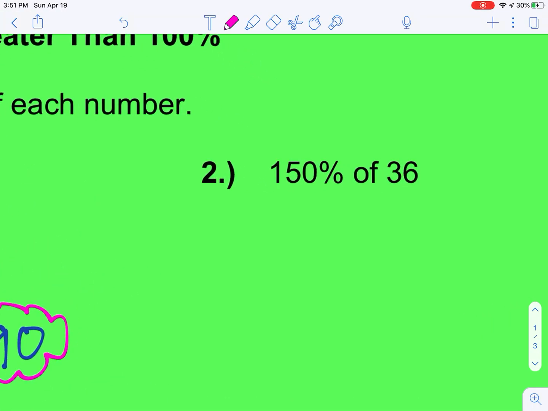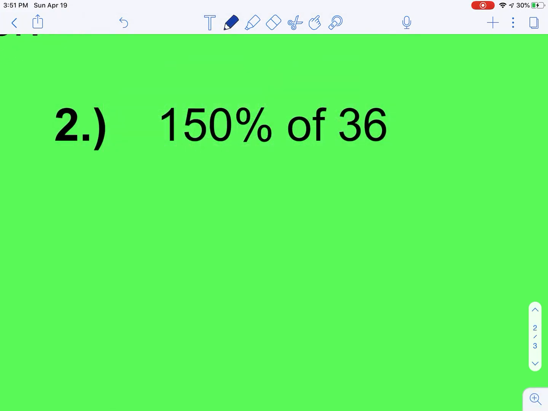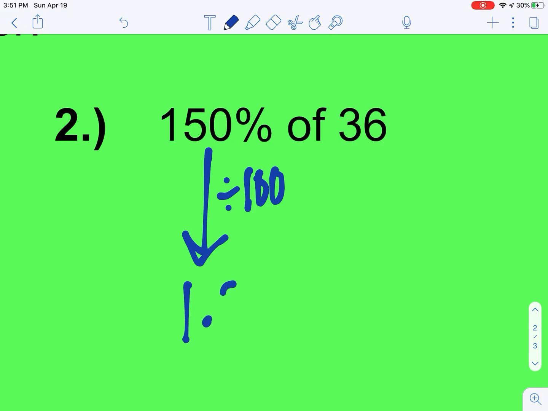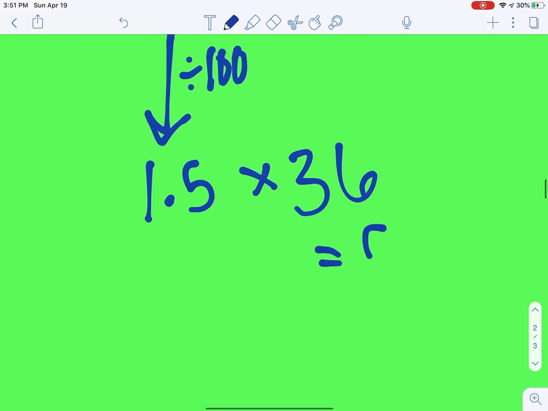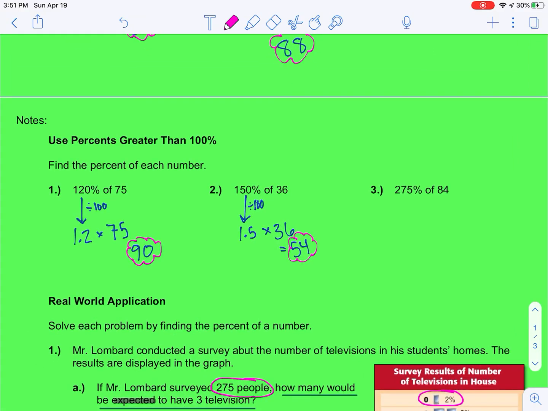We're going to do one more of these together. Number 2, I have 150% of 36. So I'm going to take my 150 and turn it into a decimal by dividing by 100. 150 divided by 100 is 1.5. I'm just going to times by my other number. So I have 1.5 times 36, and I get 54. So that means that 150% of 36 is 54.